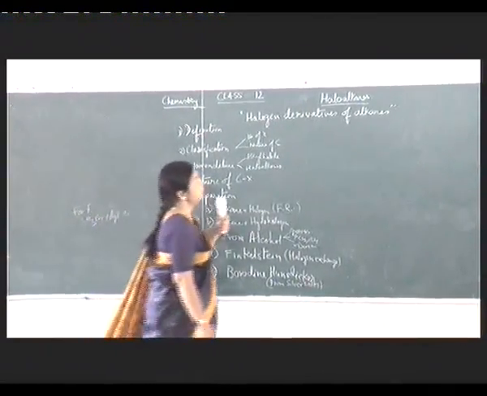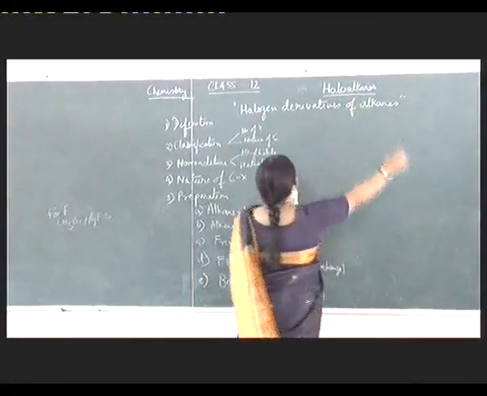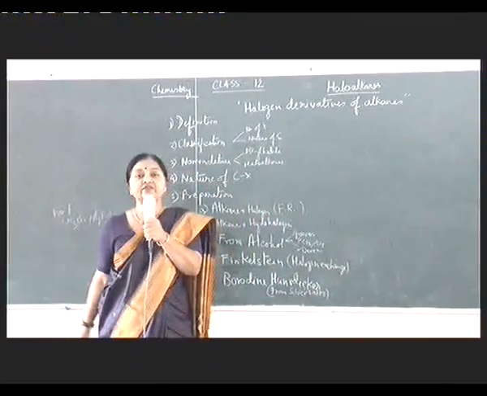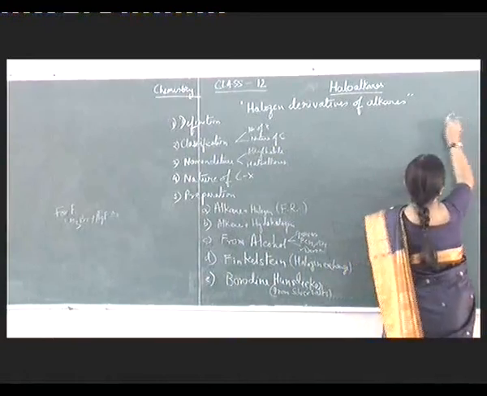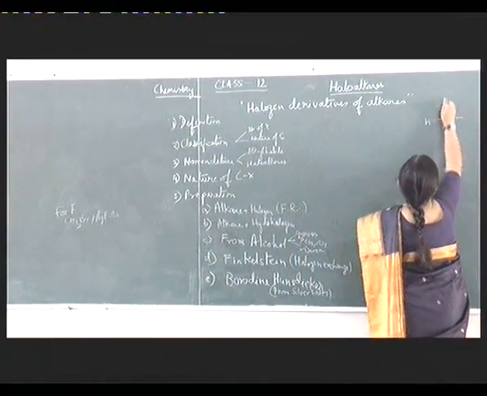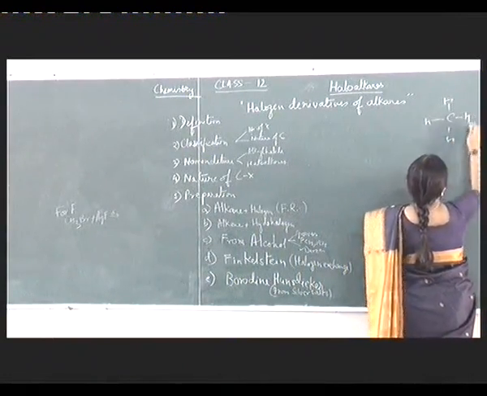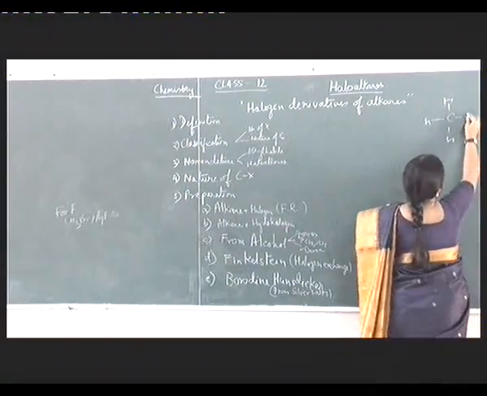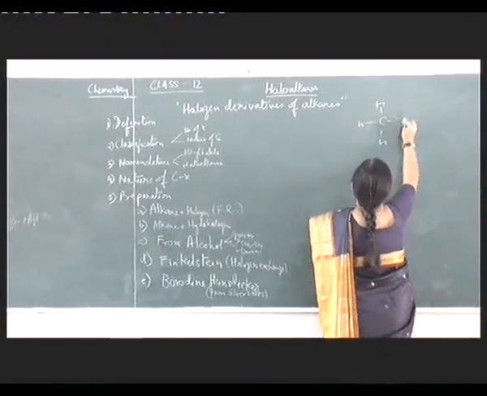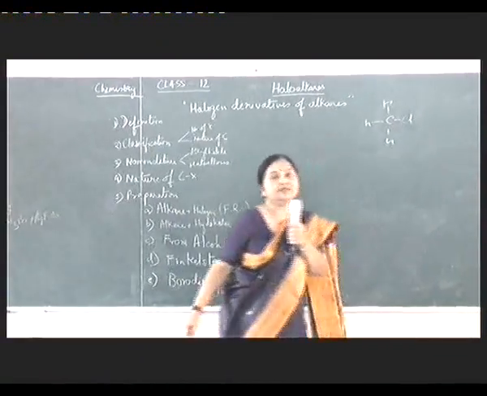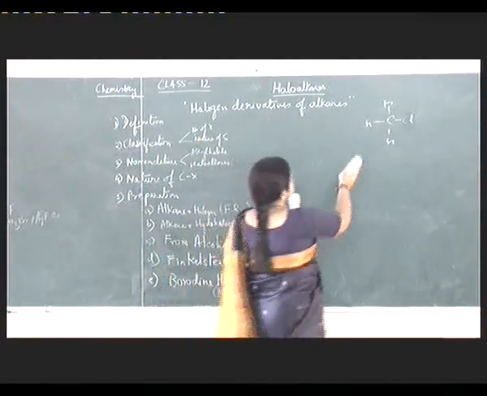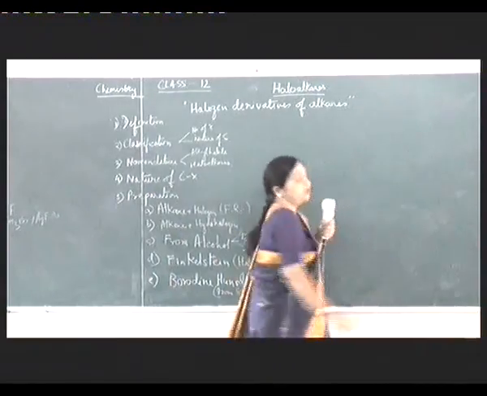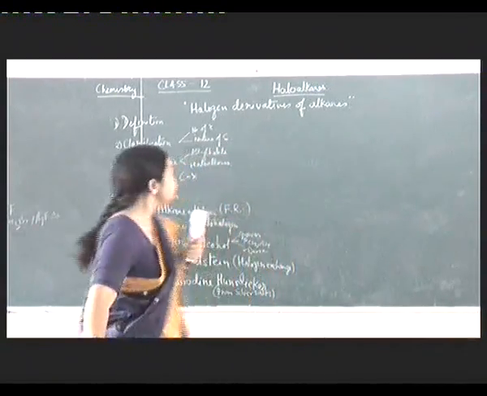Today's topic is haloalkanes, that is, halogen derivatives of alkanes. In an alkane, if one of the hydrogens is replaced by a halo group, any halogen, chlorine, bromine, any, then it's called a haloalkane. So halogen derivatives of alkanes are called haloalkanes, or the common name is alkyl halide.